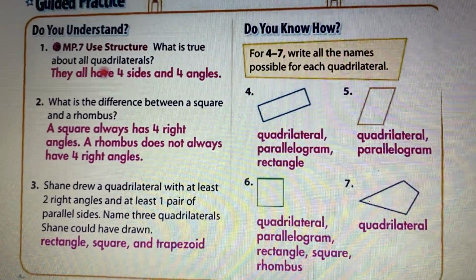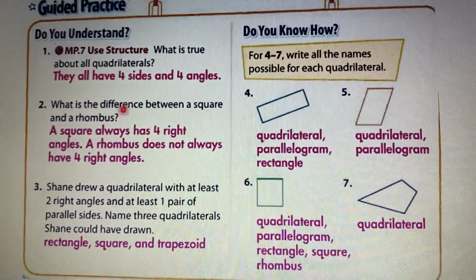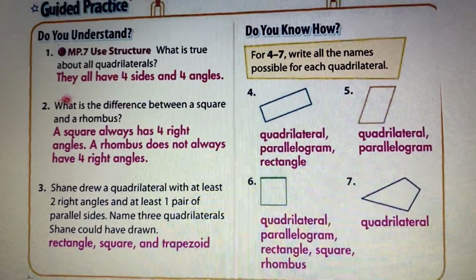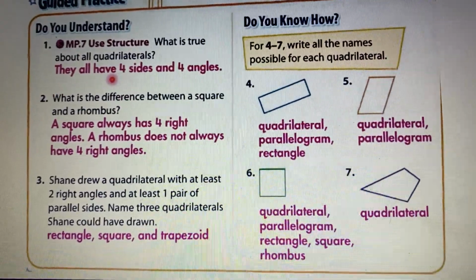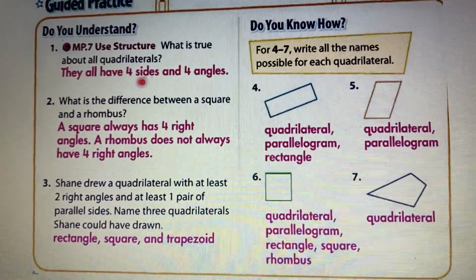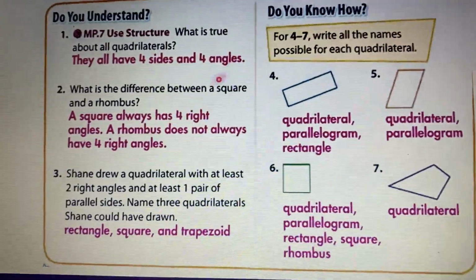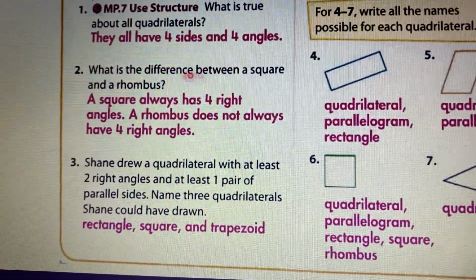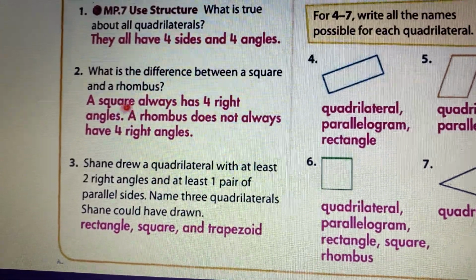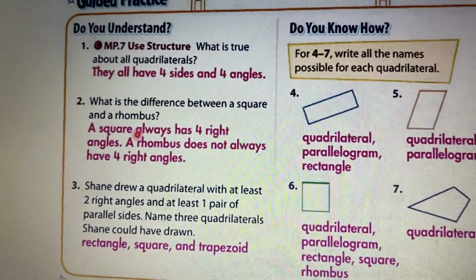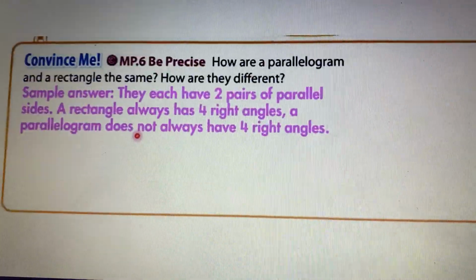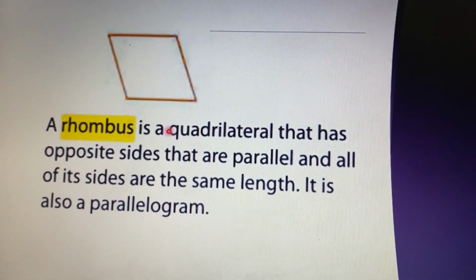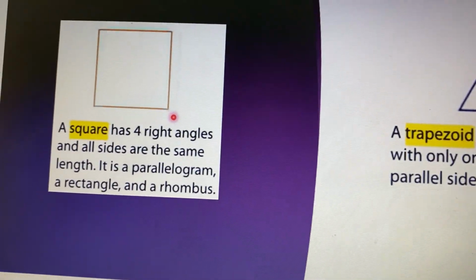What is right about all quadrilaterals? The right thing is that they all have four sides and four angles. That's it. Four sides, four angles. What is the difference between a square and a rhombus? We said this before, but let's go back to it. Here's the rhombus, and here's the square.